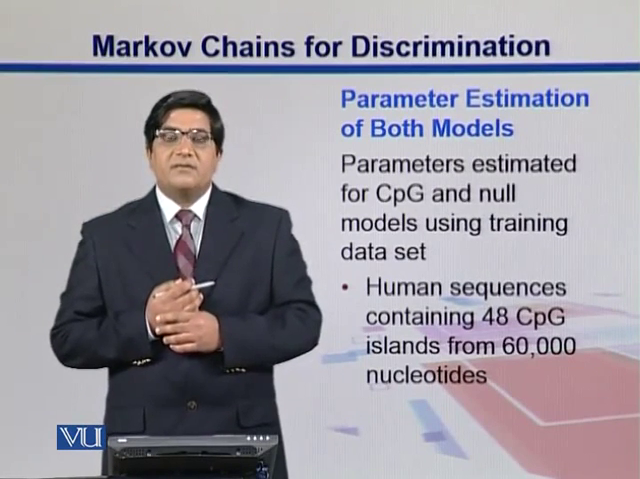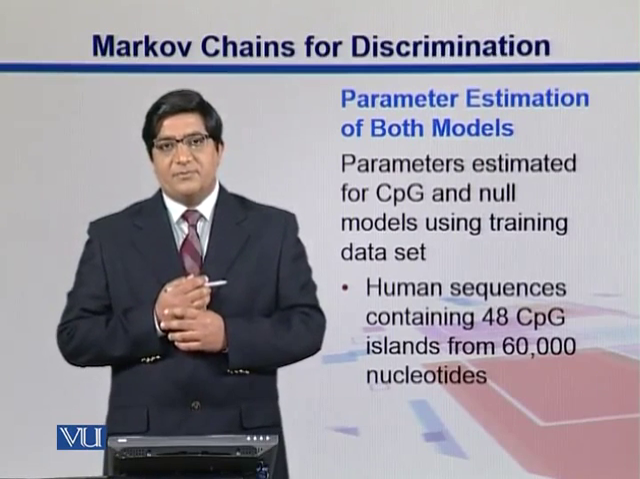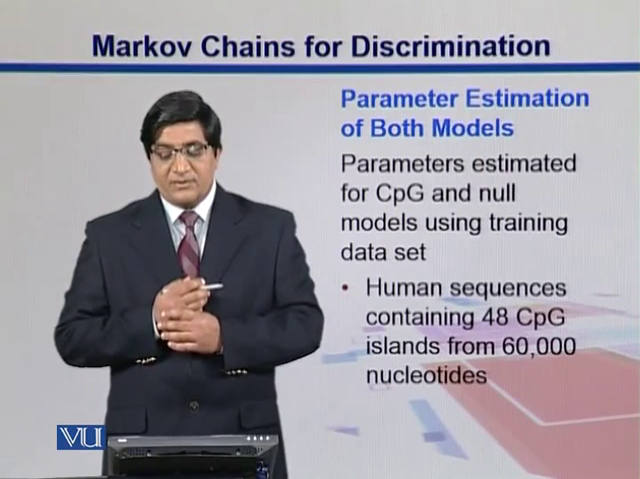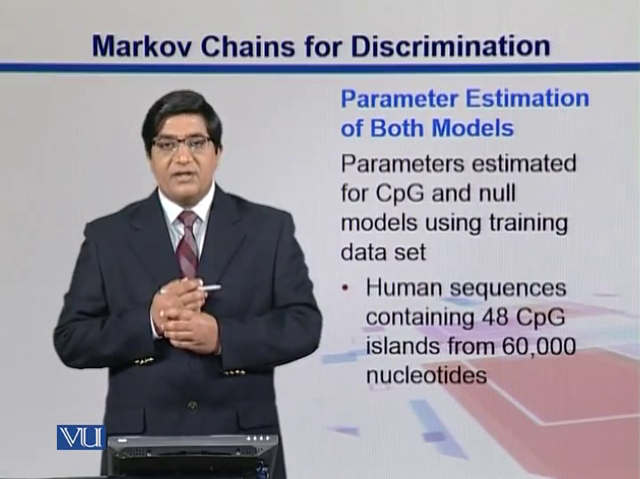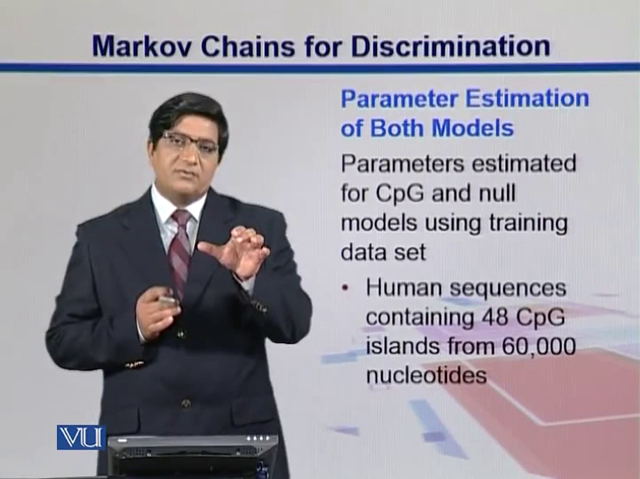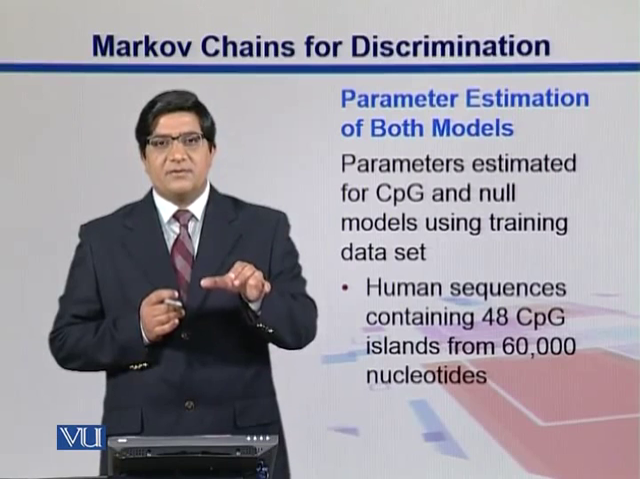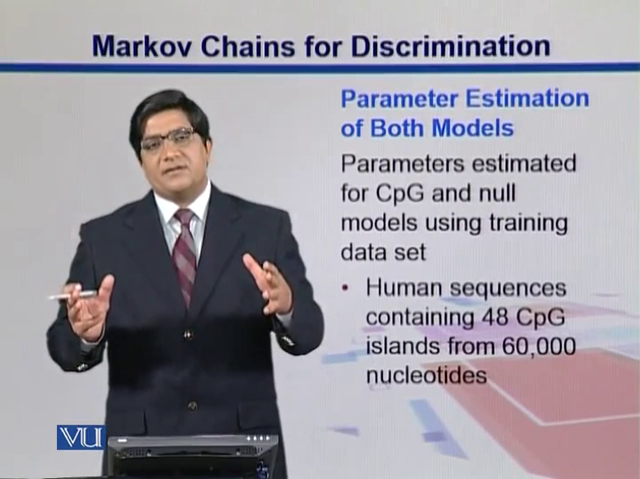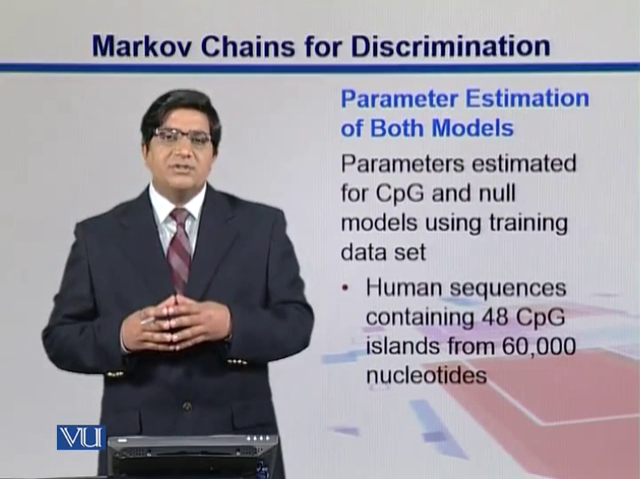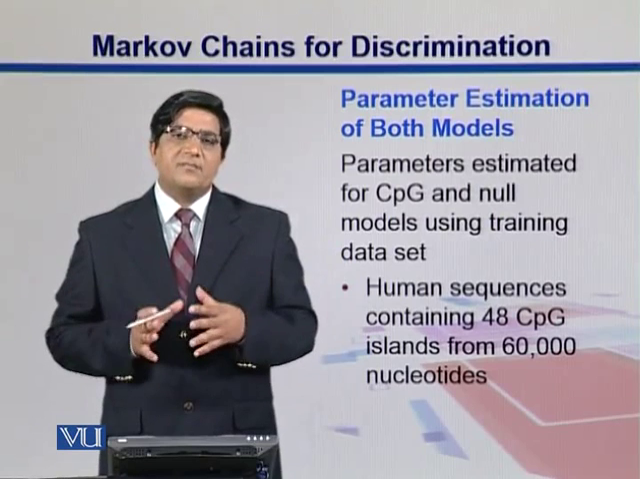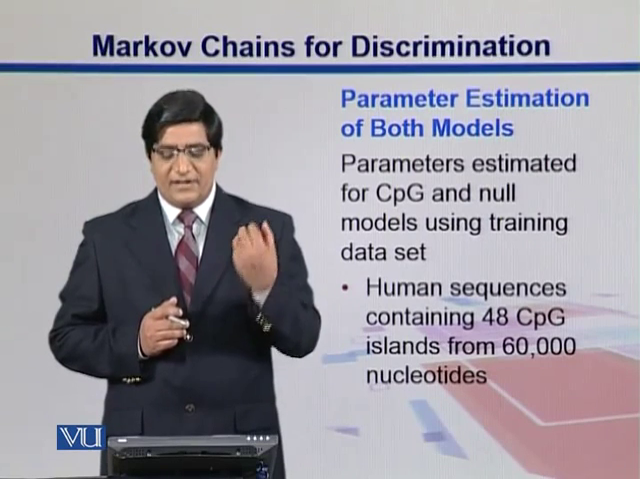In this example, I got the data from Durbin's book, which is one of our textbooks. What they did is they took human sequences containing 48 CpG islands. The regions where CpGs are enriched, we call them CpG islands. Remember, there is a whole ocean and a small piece of land within that ocean, which is called an island. In the same way, the whole genome is really big, but there are some places where we see those CpGs concentrated, so we call them CpG islands.